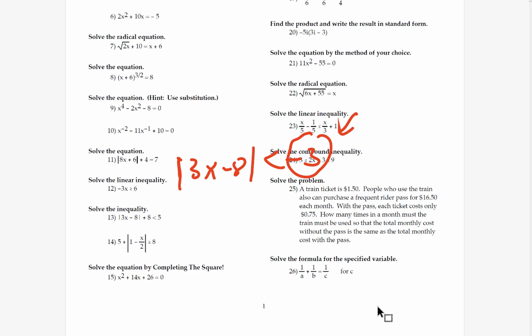Since this absolute value is less than a negative number, we just know, for reasons that you have seen, that an absolute value can never be less than a negative. So for this particular one, there's no solution, or what in the homework they might call DNE.